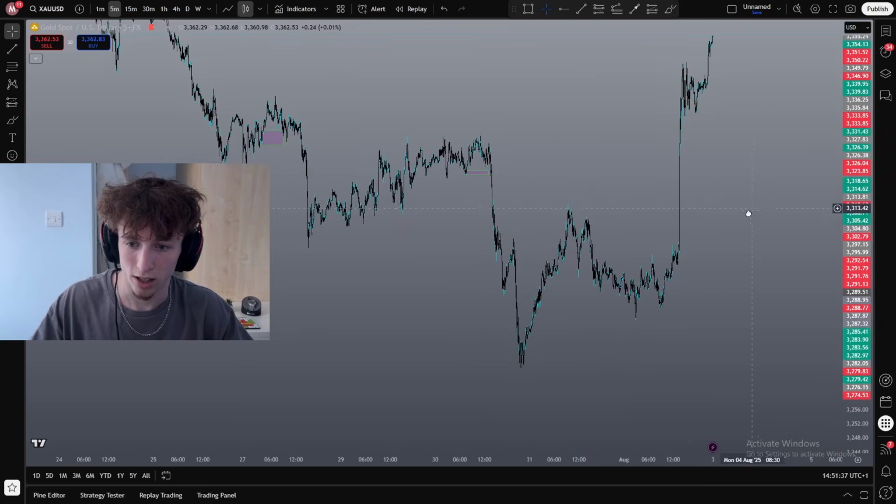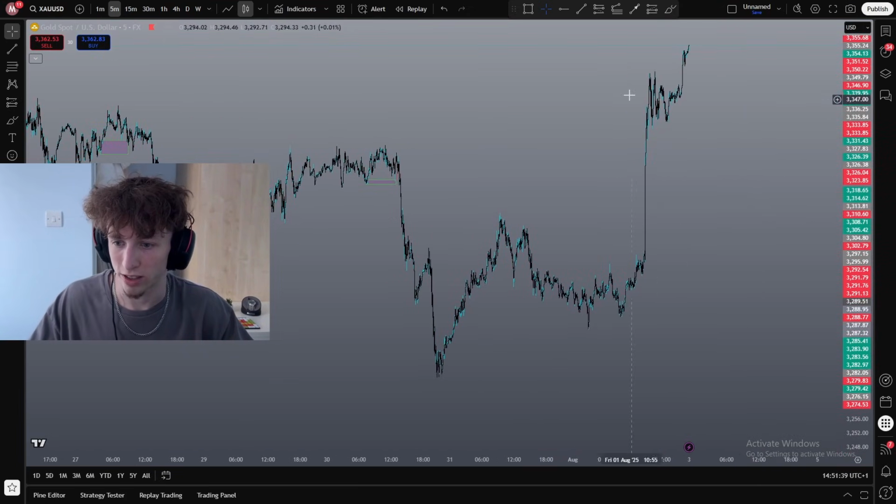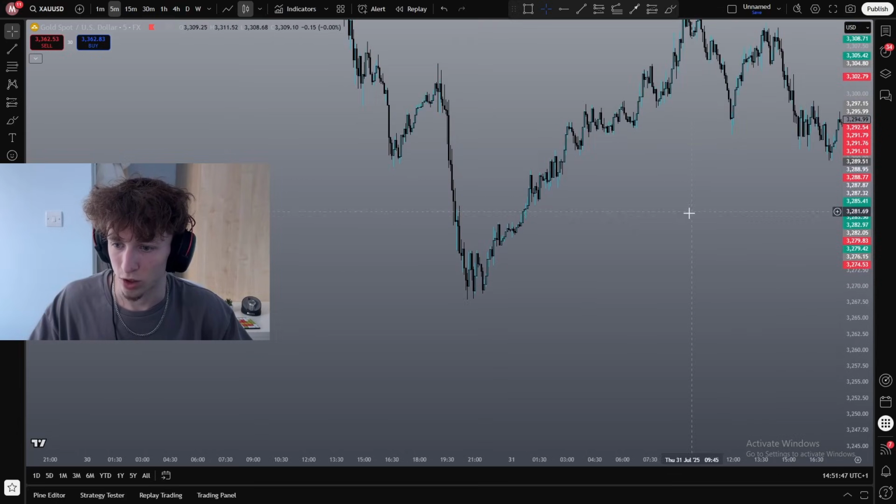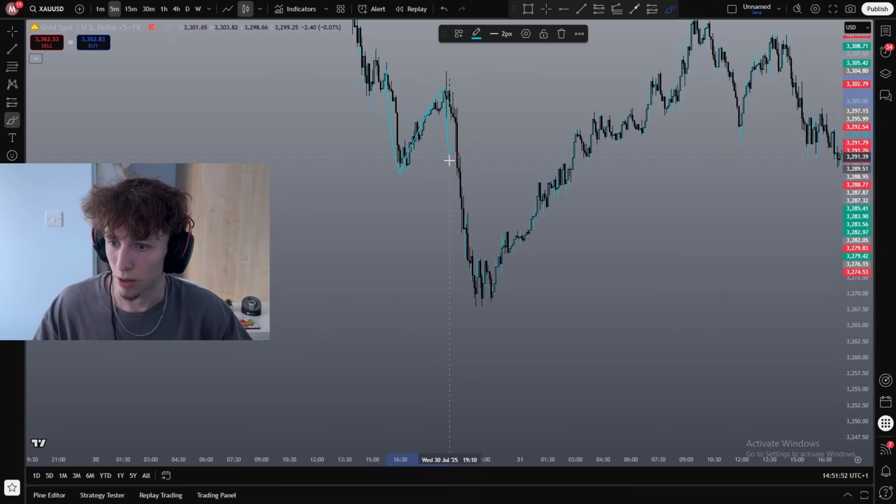But if we go down a little bit, you can see when we started going bullish, even starting from the small things down here, like we were coming very bearish and then we failed to break once and we failed to break the low twice.